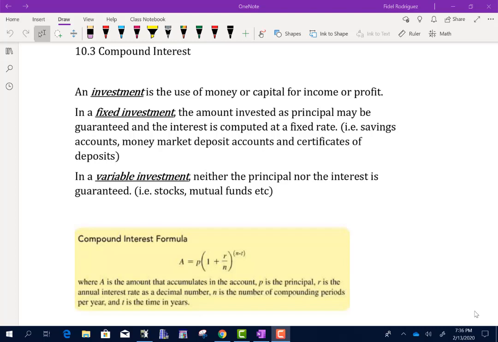Section 10.3 talks about compound interest. And so we're going to have a new formula here in 10.3. We'll get to it in a minute. Let's see. It says an investment is the use of money or capital for income or profit.